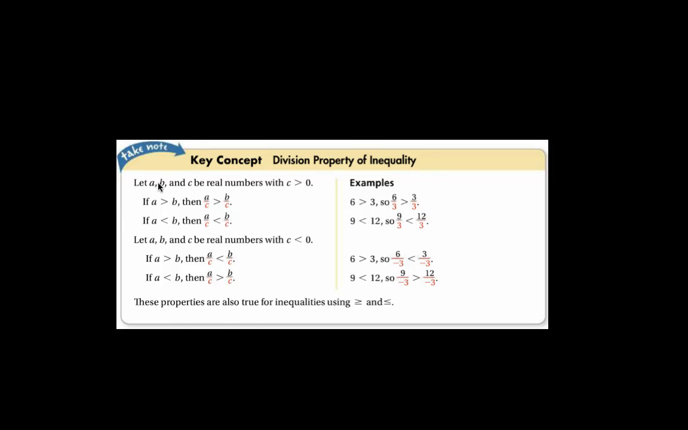And this works much the same way with division down here. If A is greater than B, then A divided by C is greater than B divided by C if C is positive. But if A is greater than B, A/C is less than B/C if C is negative. And here are some examples. All right. And over here to the right, I have a "here's why it works" explanation. Multiplying or dividing each side of an inequality by a negative number changes the meaning of the inequality. You need to reverse the inequality symbol to make the inequality true.